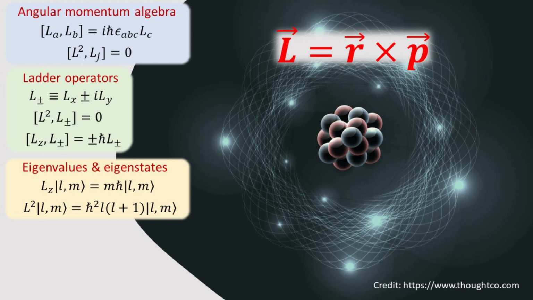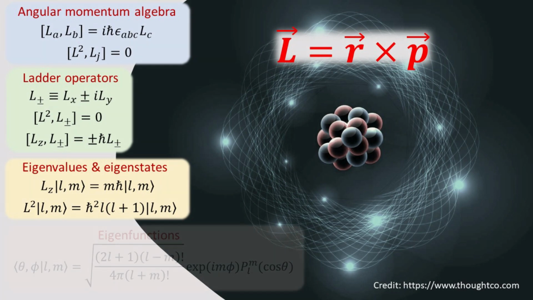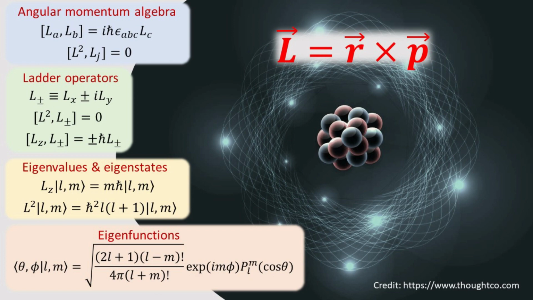Third, we show how this angular momentum algebra, or their commutator relations, allows us to derive the angular momentum eigenvalues in a very elegant way. Lastly, we obtain the angular momentum eigenfunctions in spherical coordinates. Before we begin, let's first develop some intuitions from simple arguments.